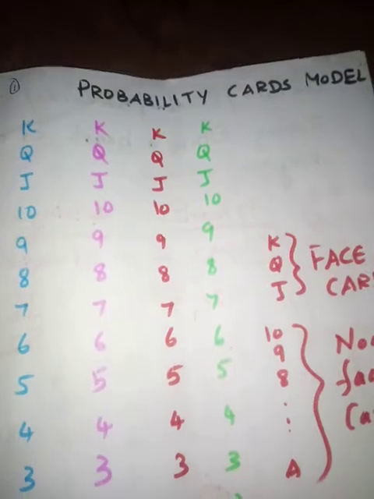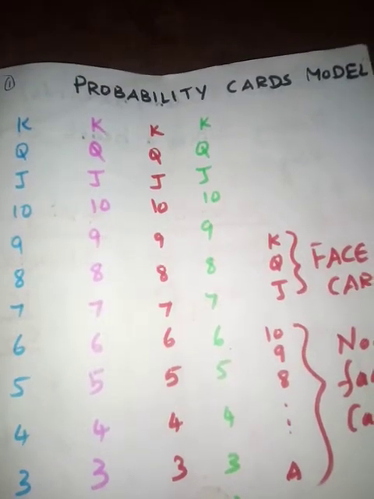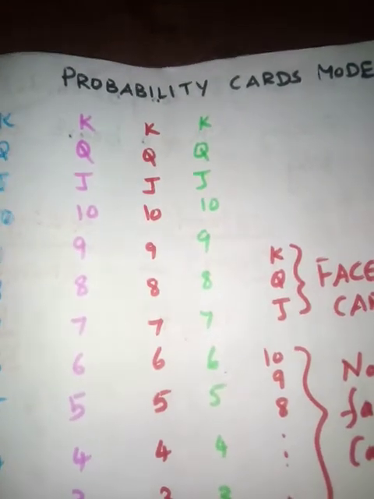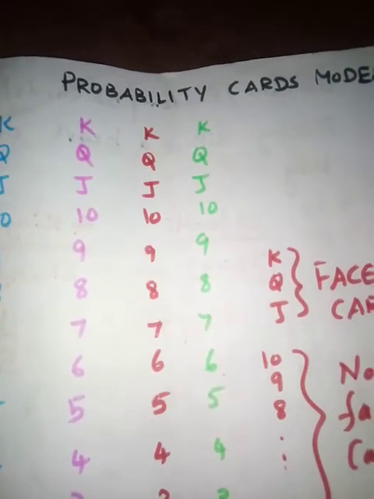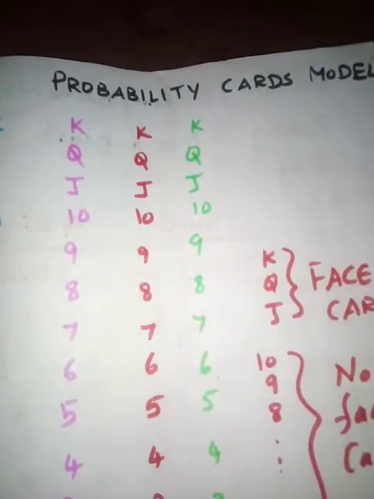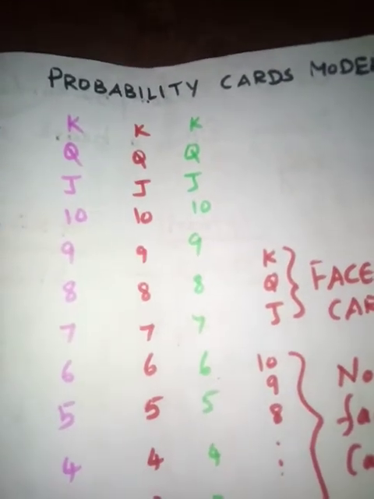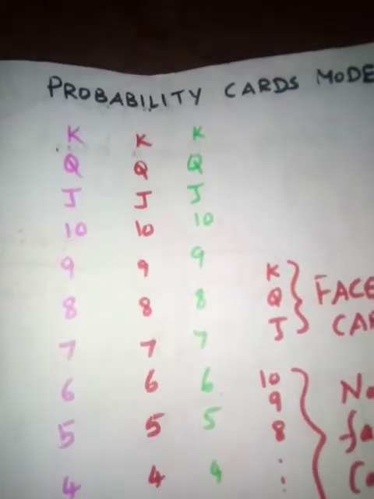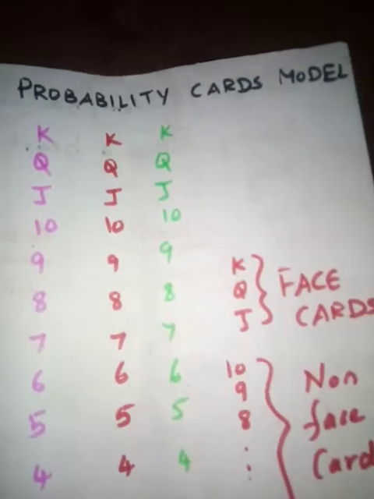Today I'm going to discuss the topic of probability, where I have already given a link in video number 1. This is a continuation of that video. Today I will explain probability. There are 4 models in probability, and now we are going to discuss the probability cards model.